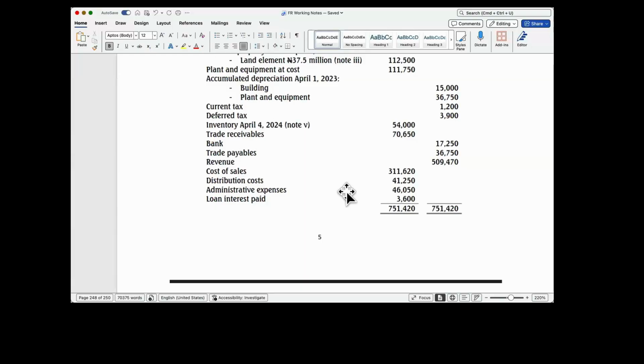Another thing I needed to point out is this loan interest paid that you find in the trial balance. As it's written clearly for you here, it's paid. When you find interest in the trial balance, it means the interest that has actually been paid in cash, not accrued interest. It's the interest they have paid. You need to have that understanding too, as far as loan interest is concerned.